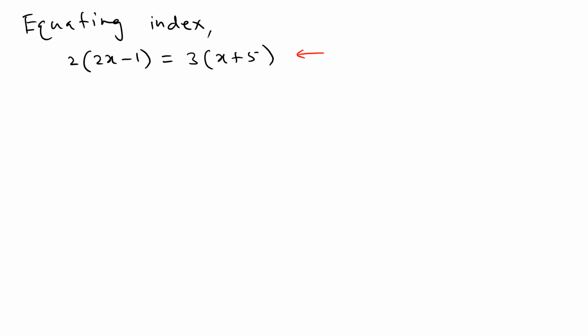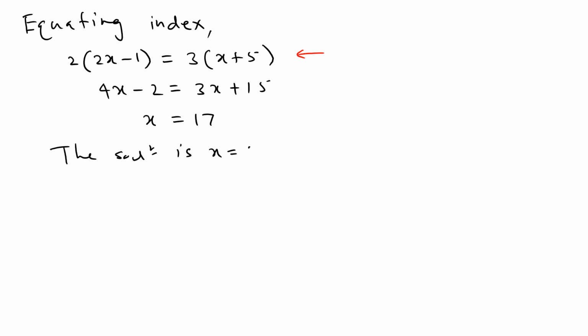Now we can distribute, so we're going to get 4x minus 2 equals 3x plus 15. If you subtract 3x from both sides and add 2 to both sides, you're going to get x equals 17. So that's the solution. So the solution is x equals 17. And you can plug this value in and check that it actually works.